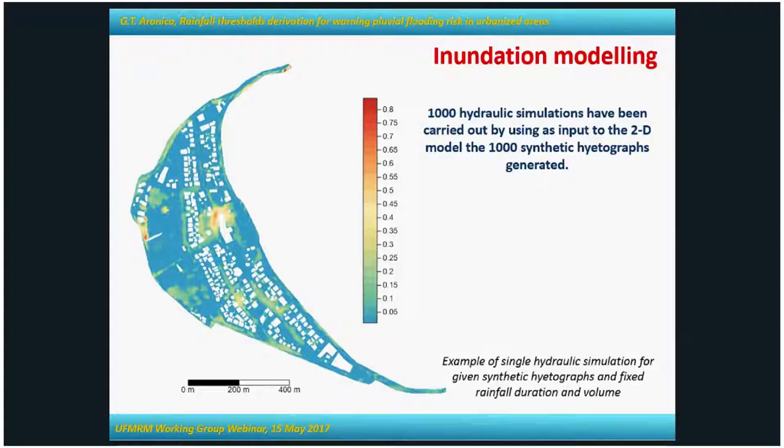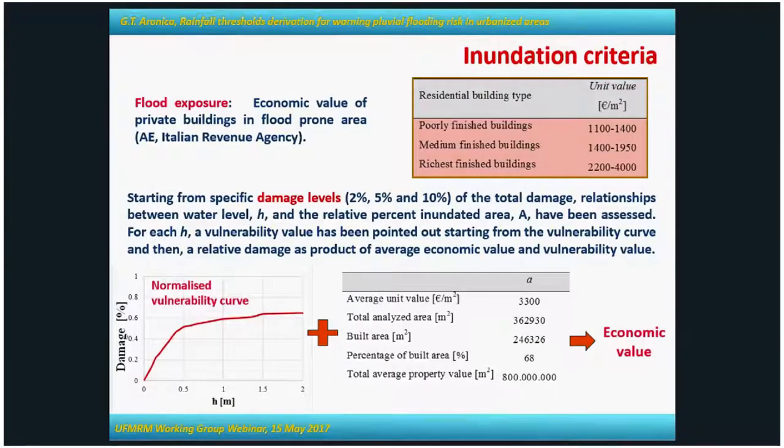You see again the white holes. Some are more subject to flooding, others less, you can see this information. What about the inundation criteria?